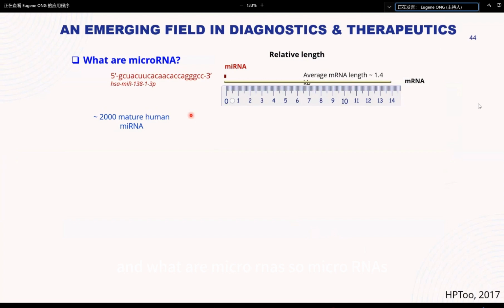And what are microRNAs? So microRNAs are those RNAs which are less than maybe 30 nucleotides in length. So far, there are about 2,000 mature human microRNAs that have been discovered. Because this talk was in 2017, I think by now there are more than 2,000 microRNAs identified. In comparison, messenger RNAs can be about 1.4 kilobases in length.